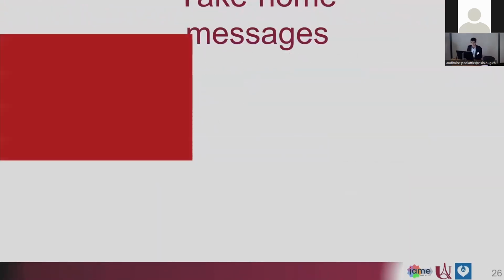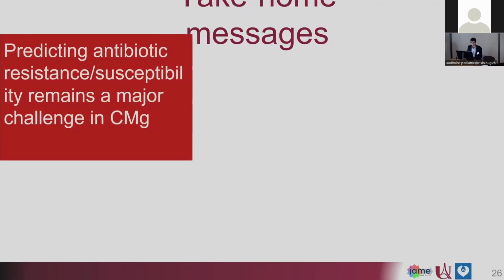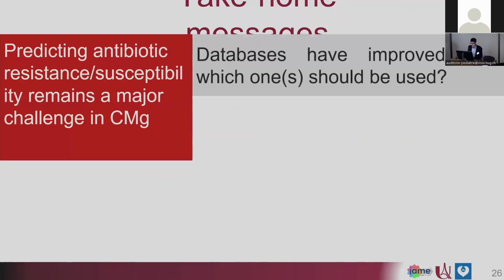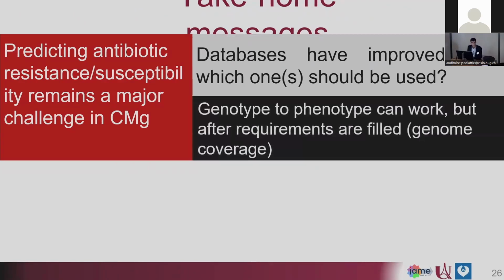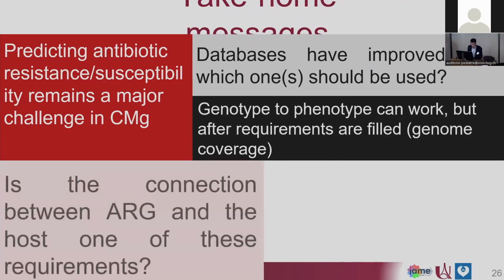So that's it for today. My take-home message is that it's still a major challenge to predict antibiotic susceptibility or resistance in clinical metagenomics. We have lots of databases that have improved, but which ones should be used? Just one or a combination? The genotype to phenotype works for many pathogens, which is good news, but it still has to be improved for many other species, such as Pseudomonas or Acinetobacter.